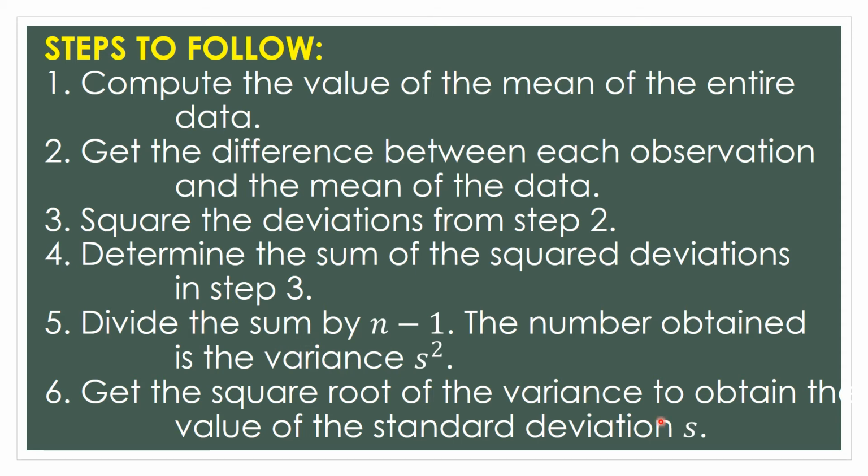So these two are just related to each other. In order to get the standard deviation, we are going to find the variance. In order to get the variance, we are going to square the standard deviation. So simple as that.